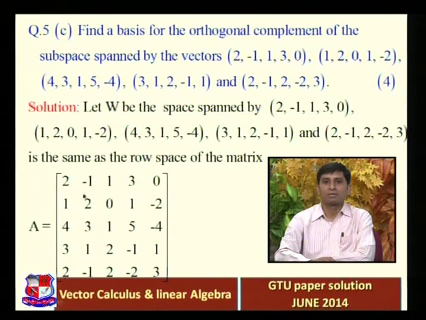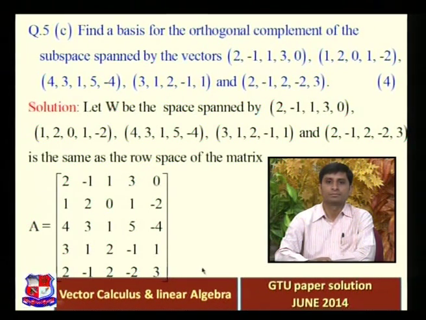So 2, -1, 1, 3, 0. Second row is 1, 2, 0, 1, -2. Third row is 4, 3, 1, 5, -4. Fourth row is 3, 1, 2, -1, 1. And the fifth row is 2, -1, 2, -2, 3. Okay. Now we have to convert this matrix into a row echelon form.